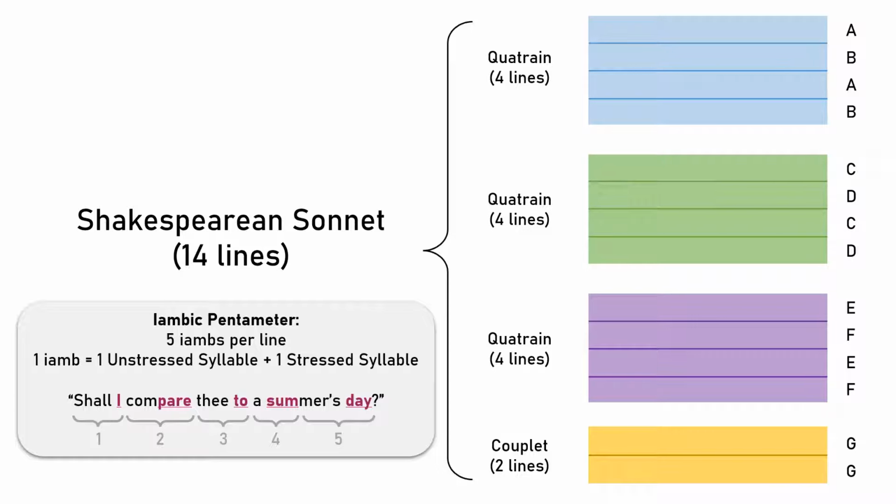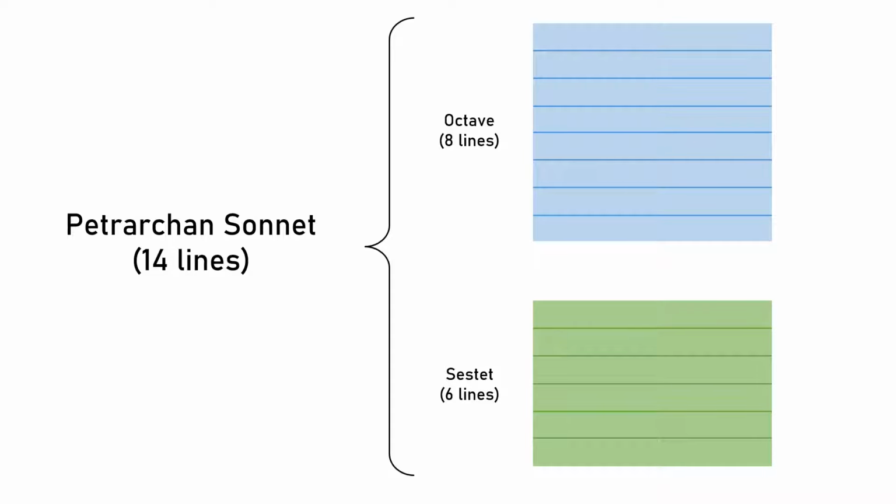Another popular type of sonnet is the Petrarchan sonnet, which is also 14 lines long. This consists of an octave, or one stanza with 8 lines, followed by a sestet, or a stanza with 6 lines. The octave follows the ABBA rhyme scheme, whereas the sestet can follow different rhyme schemes. You'll usually see a pattern such as CD, CD, CD, or CDE, CDE, but this can vary widely. Petrarchan sonnets also follow iambic pentameter.